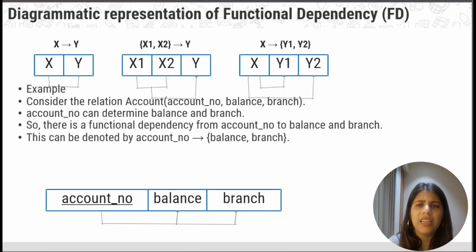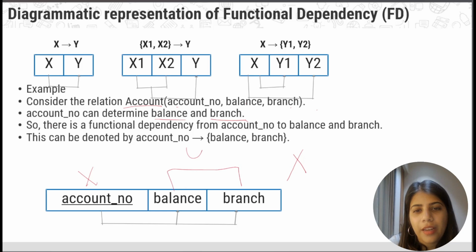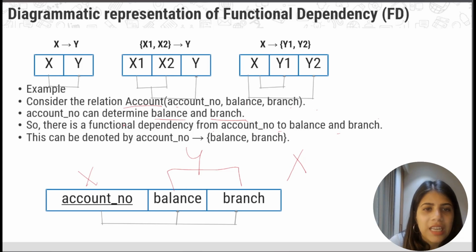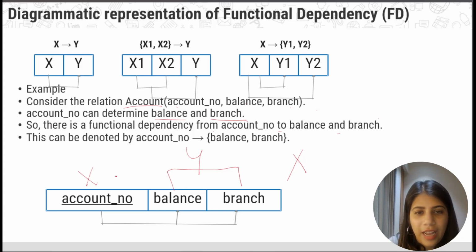Right? Let's see this with the diagrammatic representation also. Let's take an example. Consider the relation account. एक account table है, उसके अंदर account number, balance and branch. ये तीन attributes है. Account number can determine both balance and branch. So इसमें x की value क्या हो गई? Account number becomes my x and balance and branch becomes my y. So there is a functional dependency from account number to balance and branch. This can be denoted as X determines Y. So account number determines balance, branch.